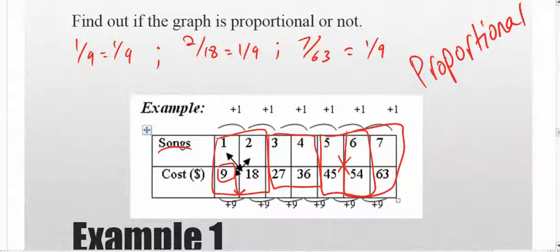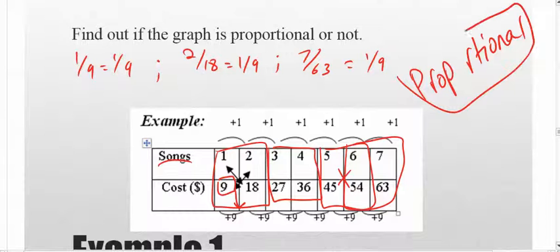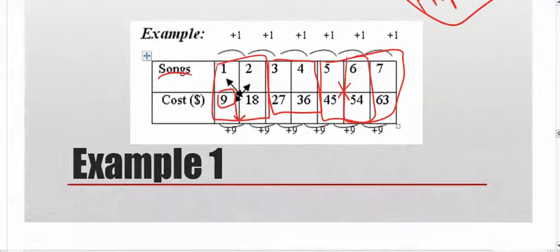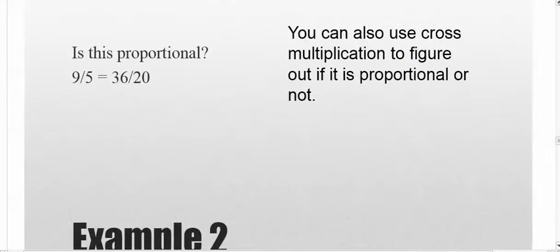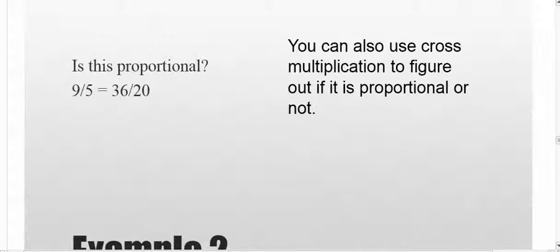So just write out if it's proportional or not, and then show your answer. Oh, that's a bad square. Right there. Okay. So our second proportion or example is 9 divided by 5 equals 36 divided by 20.